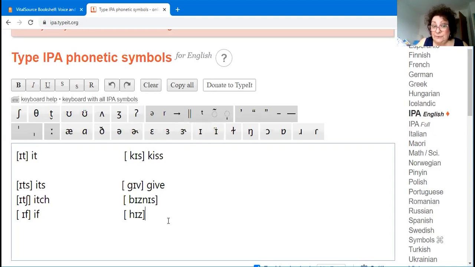And this is also good because I hear people say "he's" a lot instead of "his." This is "his." And "hiss" is what a snake does. Okay.